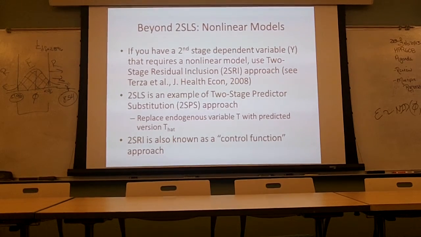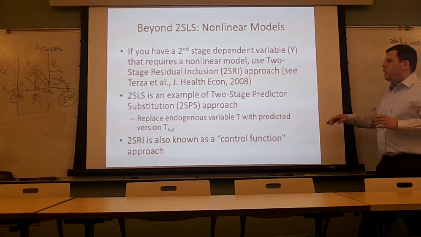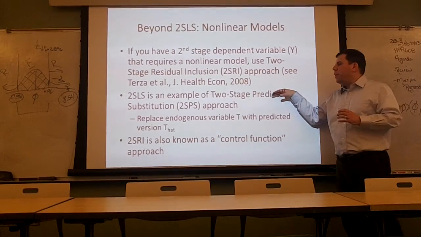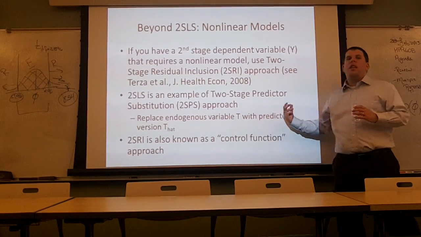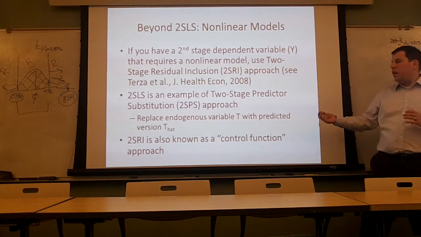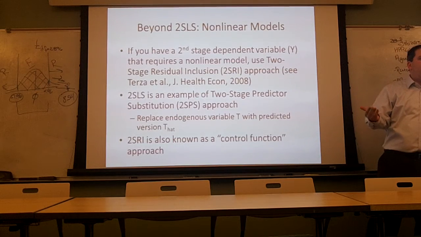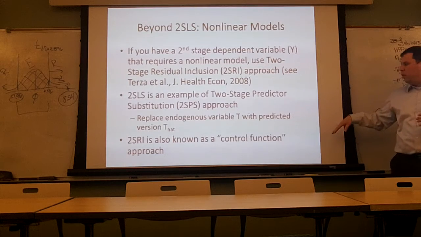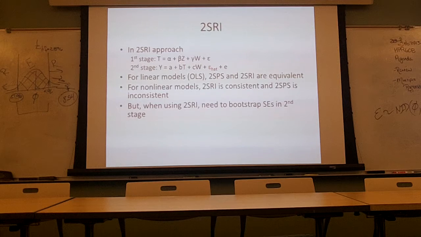So the name of the technique is called two-stage residual inclusion, and hopefully it will become clear why they call it that in a second. It's contrasted with two-stage least squares, which is an example of what's called two-stage predictor substitution. Predictor substitution means we took the endogenous treatment variable and replaced it with the predicted value. We substituted t with t hat, our prediction from our first stage model. That's the predictor substitution approach. 2SRI is also known as the control function approach, but you don't care about that.